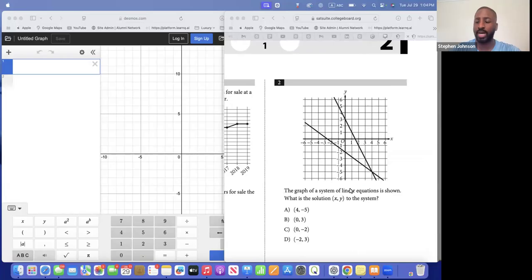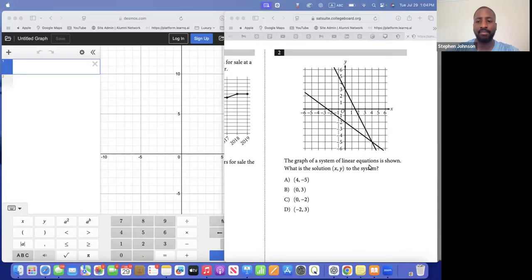Question number two is also a diagram question. Whenever I see a linear graph, there's a few things I pay attention to that I suggest you also pay attention to. One is the y-intercepts. So we see that this graph has a y-intercept at 3. We see that this graph has a y-intercept at -2. Secondarily, the x-intercepts. We see that this has an x-intercept somewhere between 1 and 2. This has an x-intercept somewhere between -3 and -2.